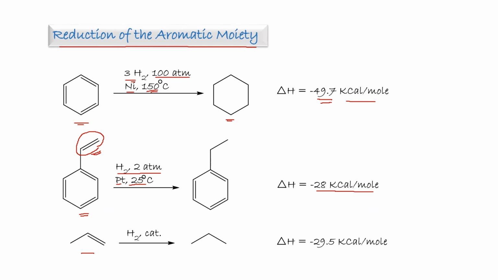Compare that to propene, which has again one double bond. It gives out 29.5 kilocalories per mole. These two values, 28 and 29.5, indicate that styrene is more stable and you get less energy out as heat of hydrogenation.